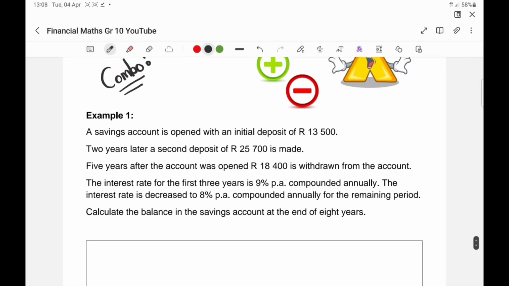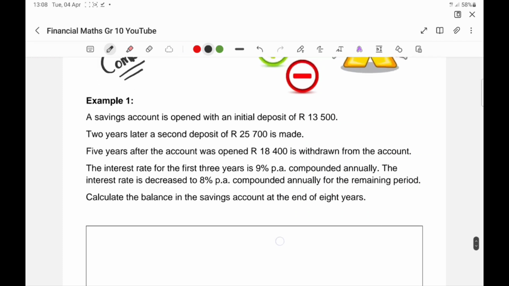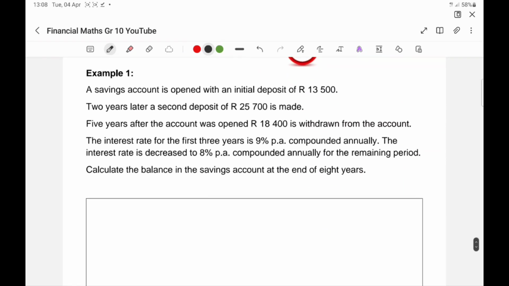Okay, so let's start. A savings account is opened with an initial deposit of 13,500. 2 years later, a second deposit of 25,700 is made. 5 years after the account was opened, 18,400 Rand is withdrawn from the account. The interest rate for the first 3 years is 9% per annum compounded annually. The interest rate then decreased to 8% per annum compounded annually for the remaining period. Calculate the balance in the savings account at the end of 8 years. So let's try and represent this on our timeline. So term 1 all the way to term 8.